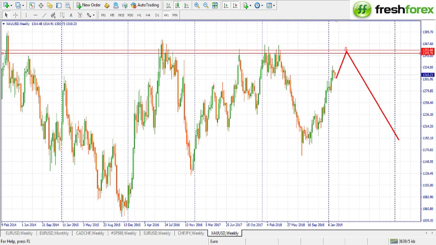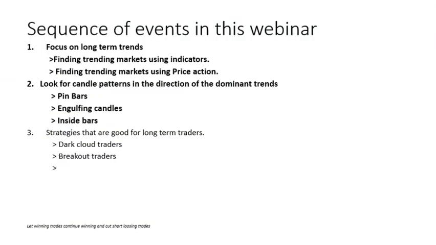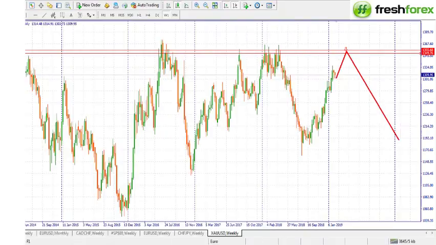We've looked at ways for finding trends. We've looked at how to find trend using indicators, then how to find trend using price action. Then I also tried to explain how pin bars can be used to enter trades. And I'm going to repeat this just for the sake of it.